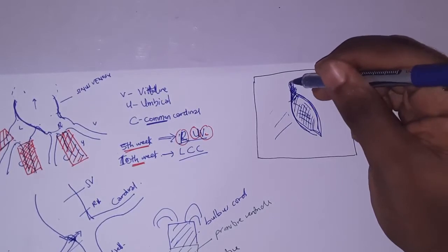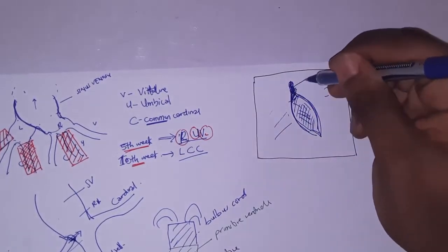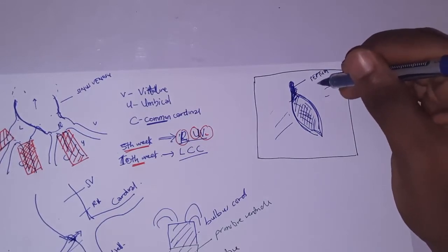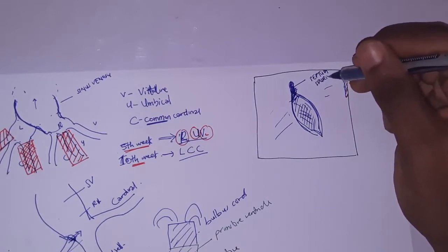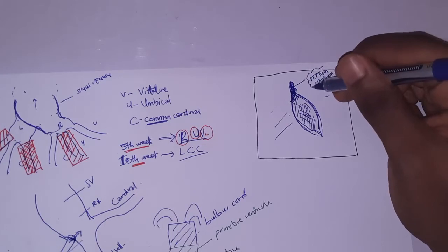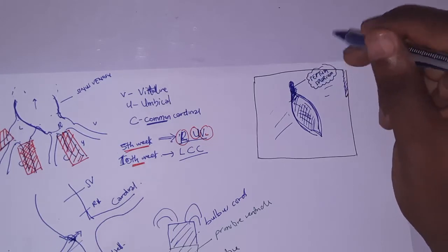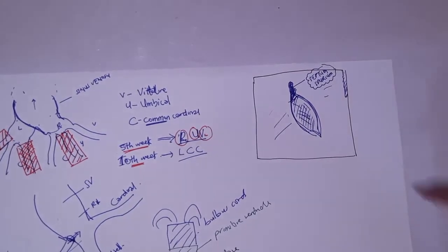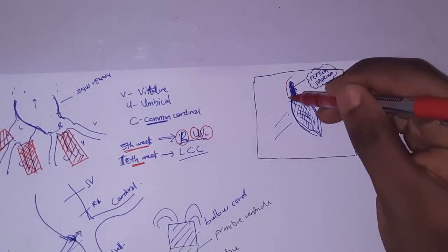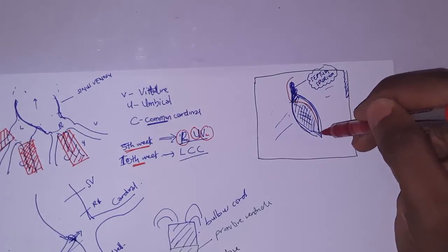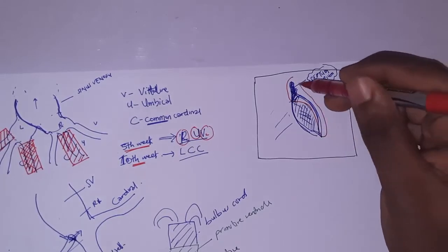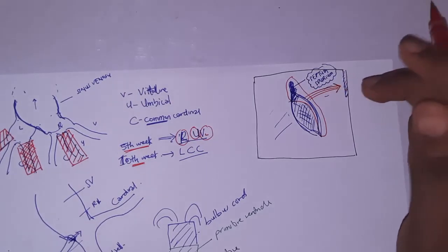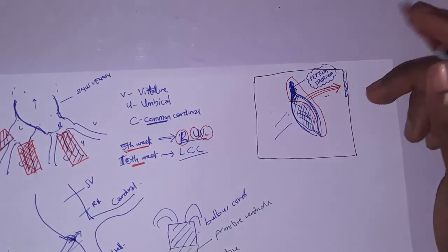They're going to fuse to form what we call the septum spurium. They fuse to form the septum spurium. Now, this septum spurium, alongside the left part of the valve, is going to join with this septum, the actual septum that's going to divide the two atria.